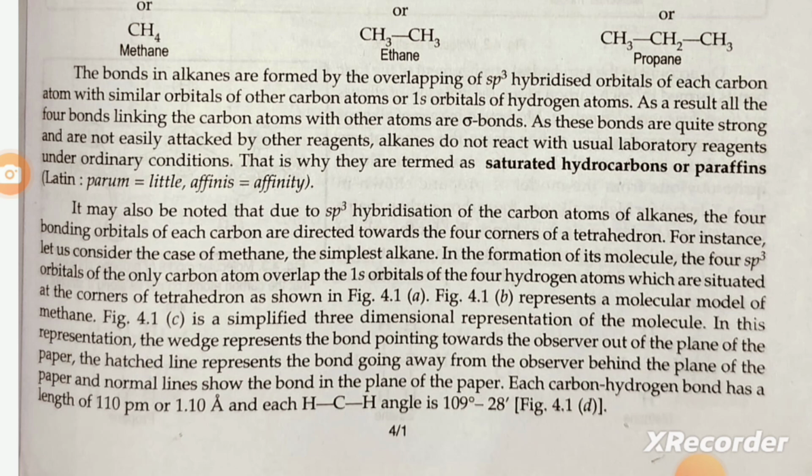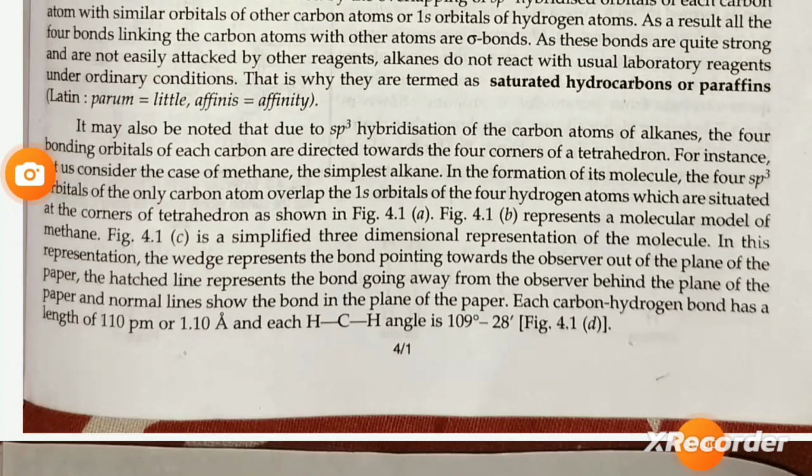Latin parum is equal to little, affinis is equal to affinity. It may also be noted that due to sp3 hybridization of the carbon atoms of alkanes, the 4 bonding orbitals of each carbon are directed towards the 4 corners of a tetrahedron.